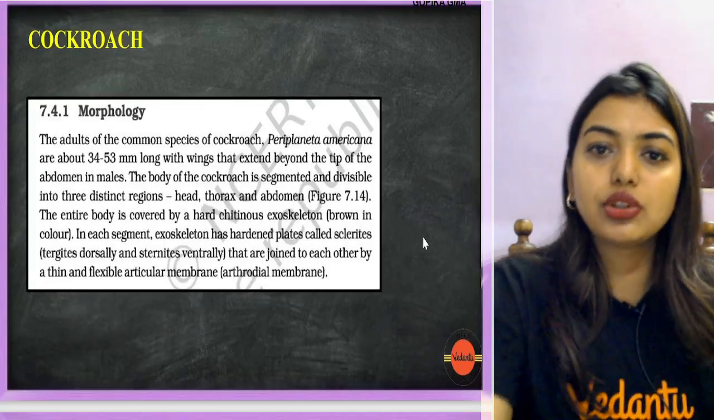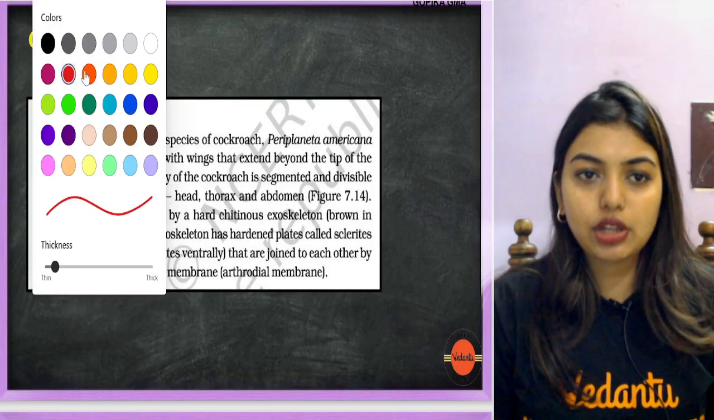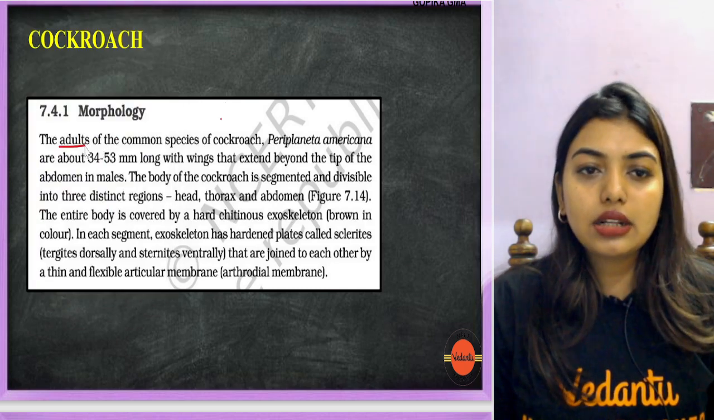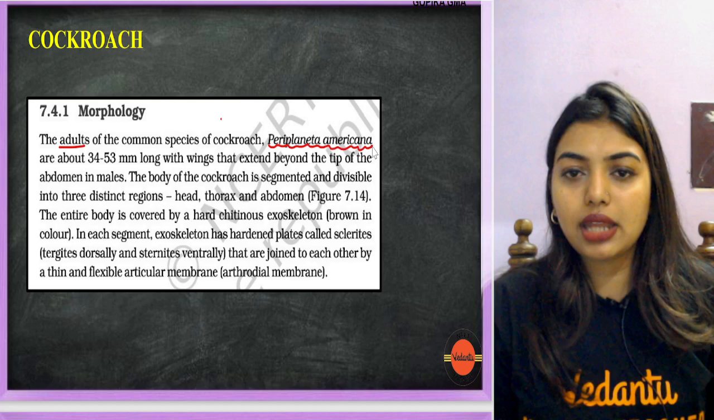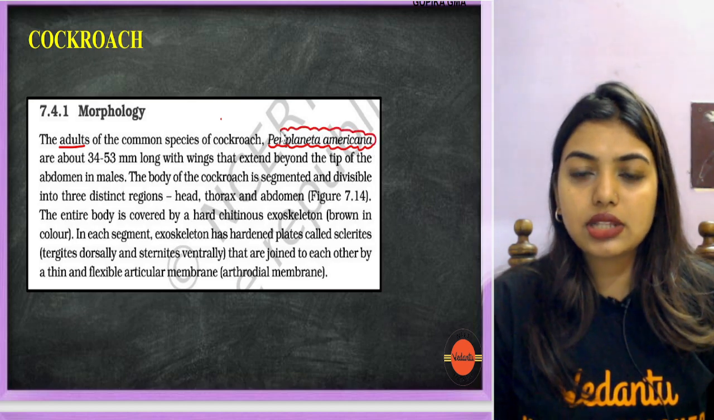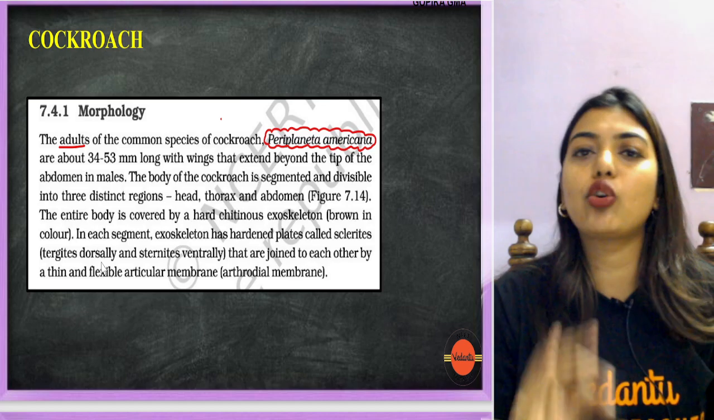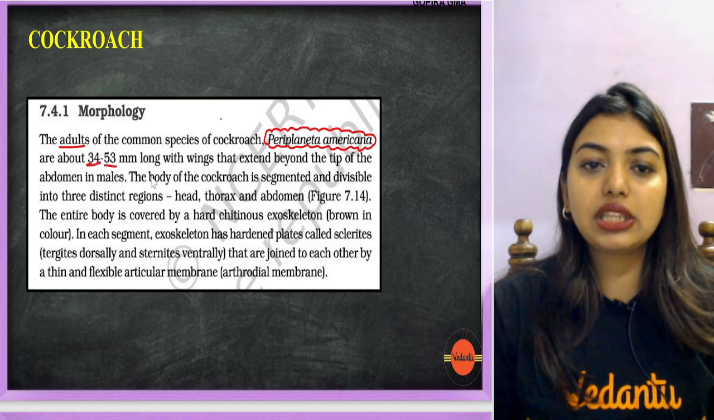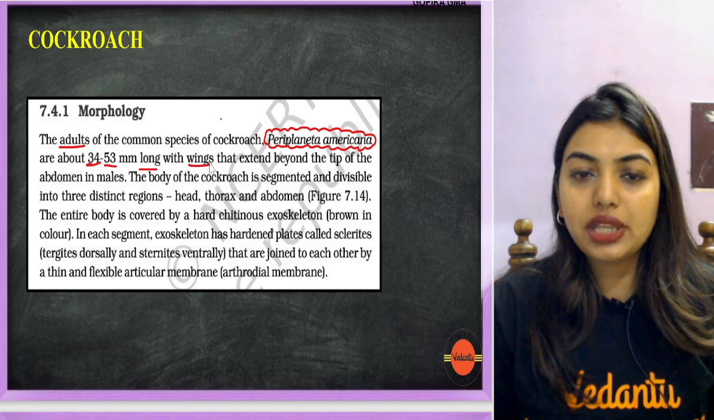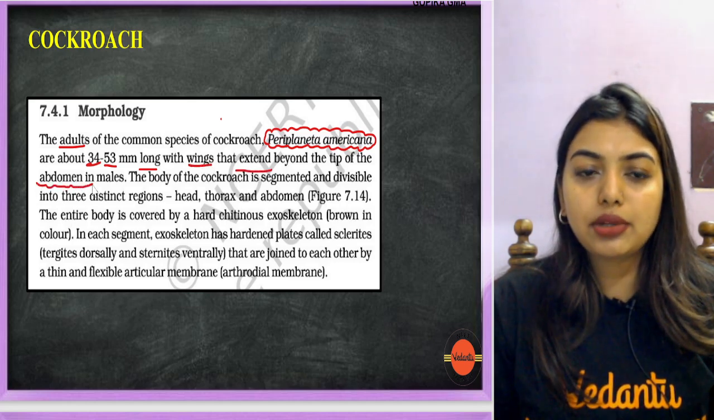Morphology. Okay, how does the cockroach look? Which are the cockroaches we are going to learn? How are their body parts? All of that. Look here. The adults of the common species of cockroach are called Periplaneta americana. Sounds like a Starbucks drink, but it is not a Starbucks drink. This is the common type of cockroach that we notice everywhere. They are about 34 to 53 mm long with wings that extend beyond the tip of the abdomen in males.